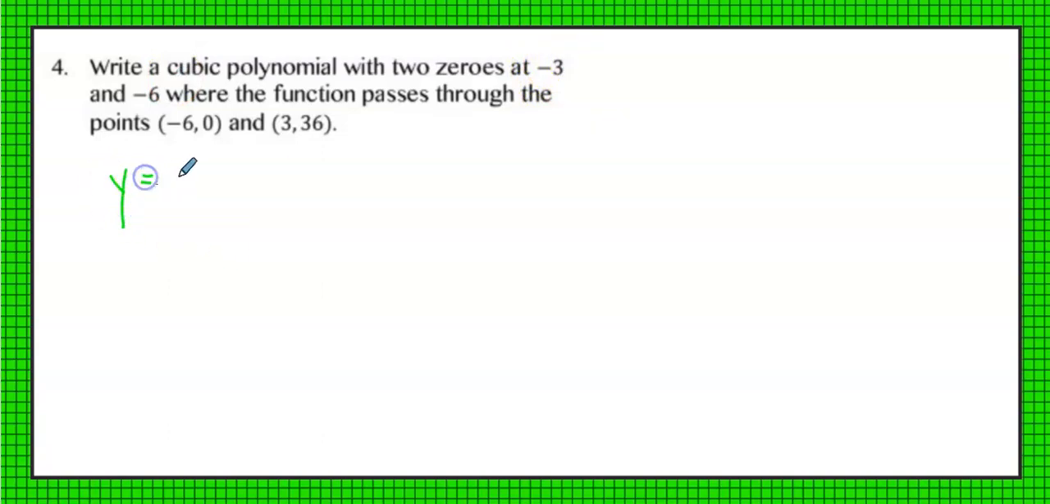We're going to write y equals a. We're going to find a in a minute. x, let's do x plus 3 first. And x plus 6. Now, again, it says it passes through the point -6. So that means this is going to have an exponent of 1, which, since it's cubic, that would mean that the x plus 3 would have to have an exponent of 2. So I'm done with this point because that's what that is right there. So now I need to use this 336 to find a.